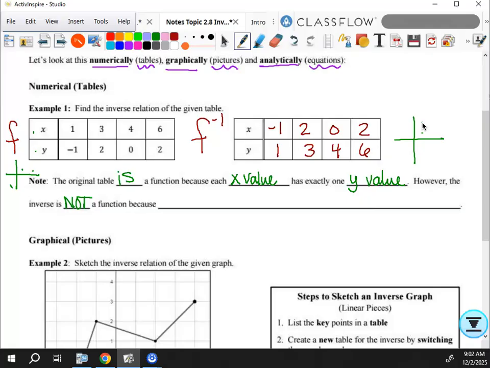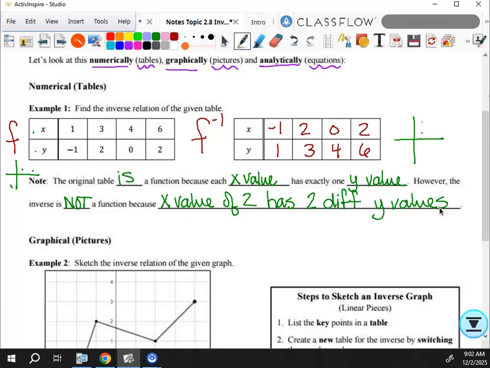However, the inverse is not a function because, and we're going to be specific, the x value of 2 has 2 different y values. Okay. So all that makes sense to everybody. That's your basic understanding of inverses, right? Or inverses and functions, I guess.